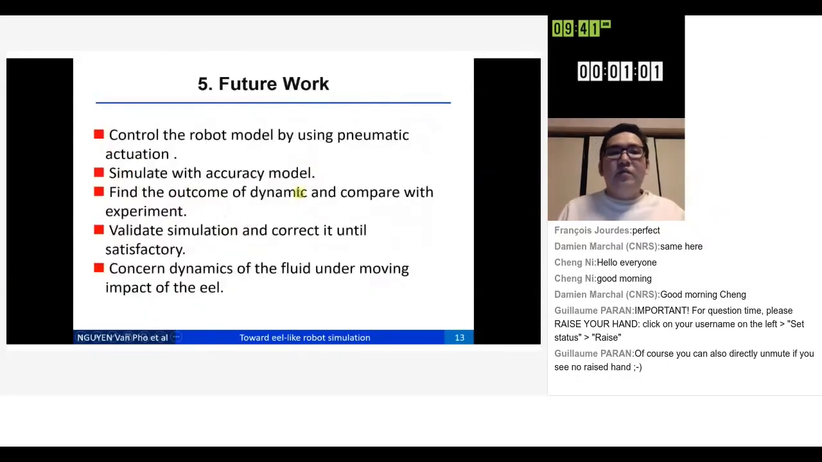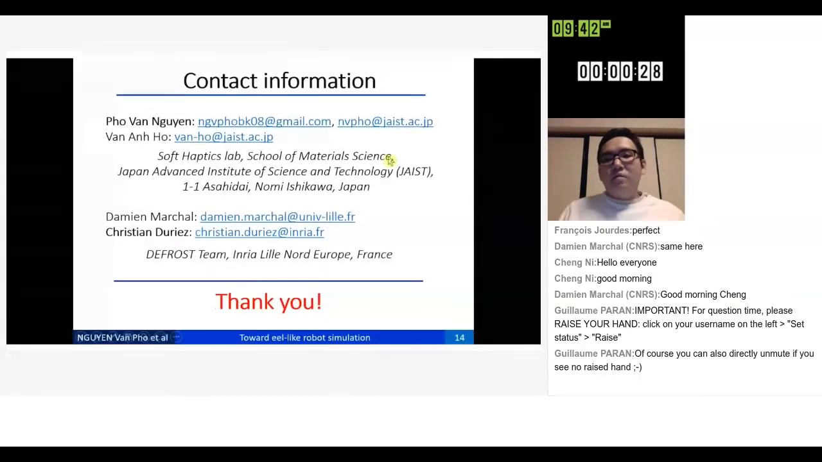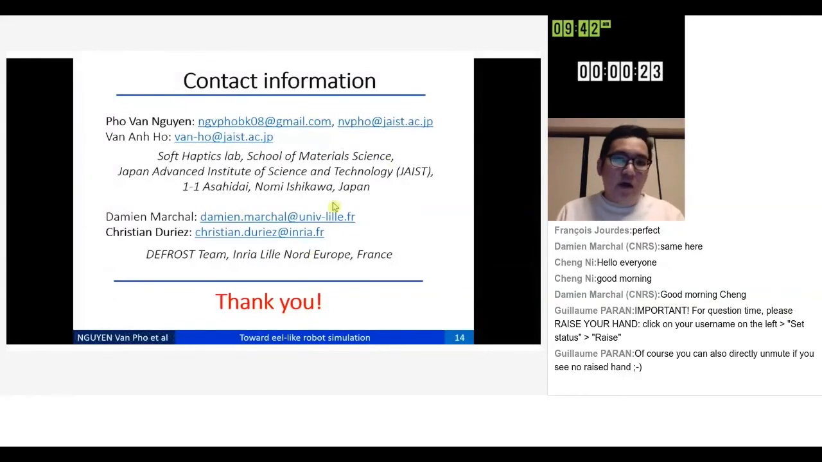Because this is preliminary work, we have a lot of things to do in the future: control the robot model by using pneumatic actuation, simulate with an accurate model for the outcome and compare with the experiment, continue to validate the simulation to get a better correction. And finally, we will consider the dynamics of the fluid under the moving impact of the eel.